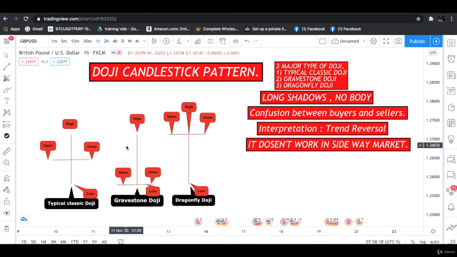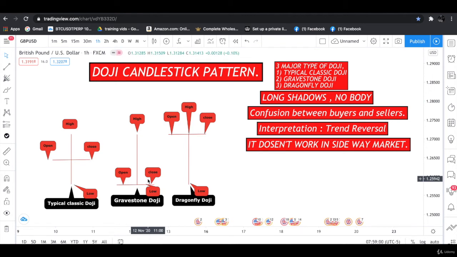This is the gravestone Doji candlestick. The gravestone Doji candlestick is basically, you all know the alphabet T. Its shape is the opposite of the alphabet T, you can see over here. Have a look. It has the same long shadows but no body at all. This was the high price, this was the low, and the open and close remained the same. The buyers and sellers both were in a confusion state.